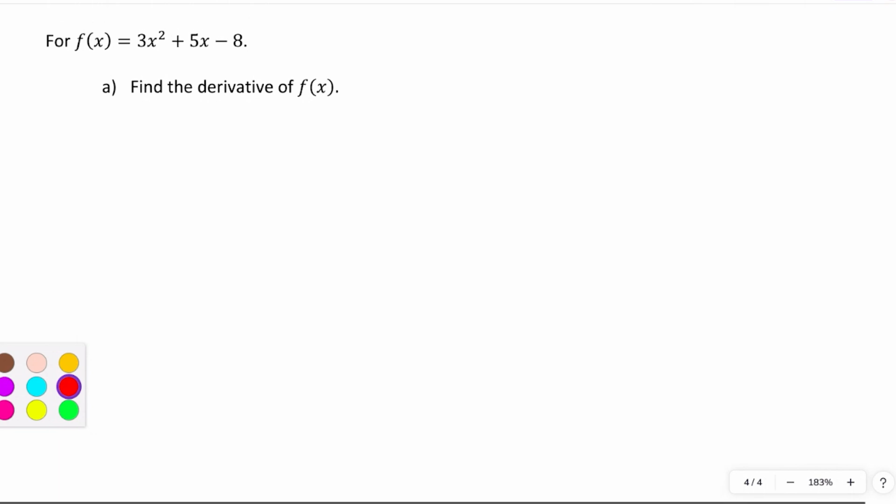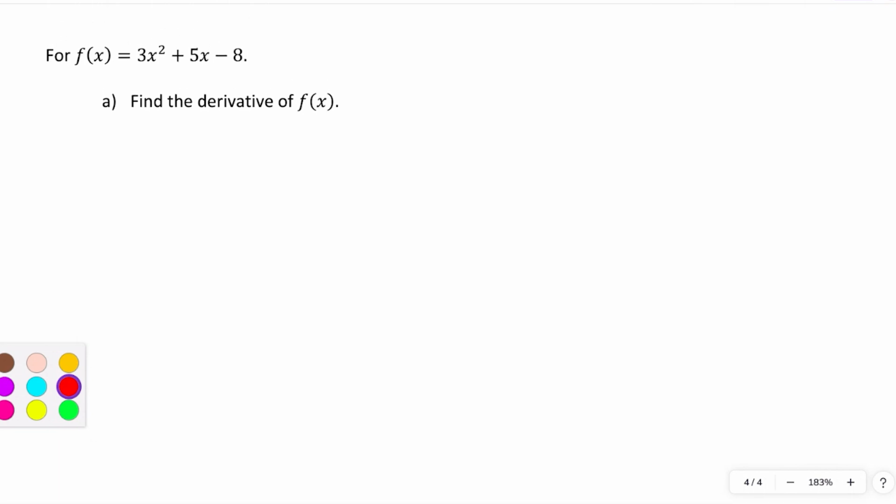Now, if f of x is 3x squared plus 5x minus 8, then that means that f of x plus h is going to be 3 times x plus h squared plus 5 times x plus h minus 8. Maybe pause the video, take a little brain break, because I want you totally locked in for this problem.